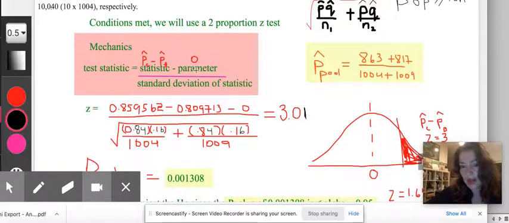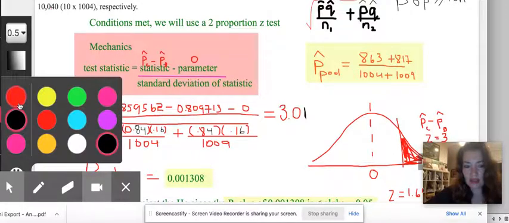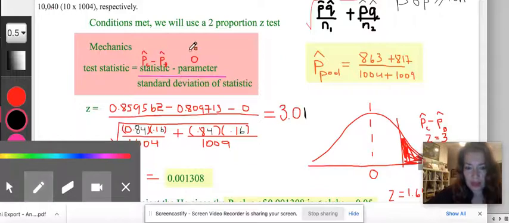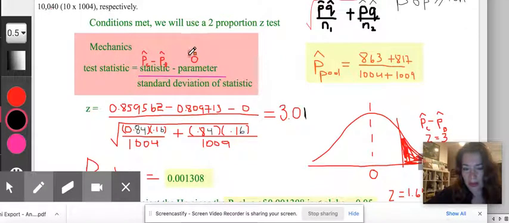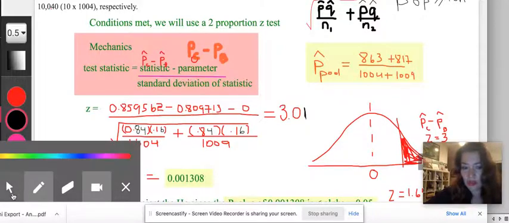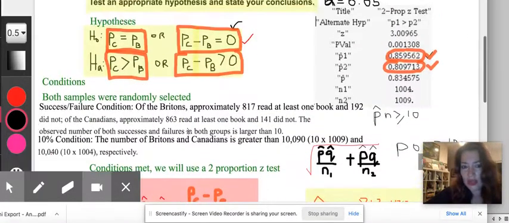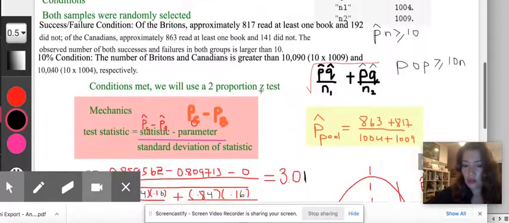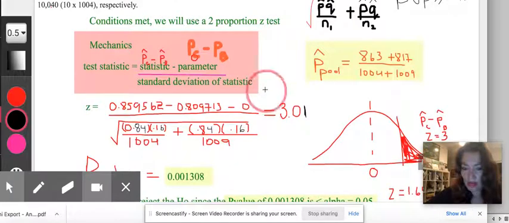Now, minus parameter, that is actually the difference of the population parameters. So it's p of the Canadians minus p of the Brits, which, if you look at the null hypothesis, we said was 0. We said there was no difference. So looking at what I wrote here, this is why I wrote 0. That is the population difference of the two samples.